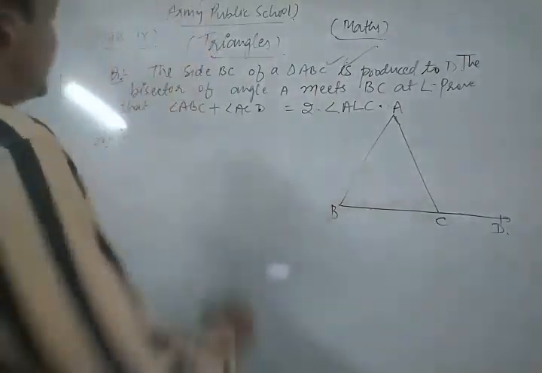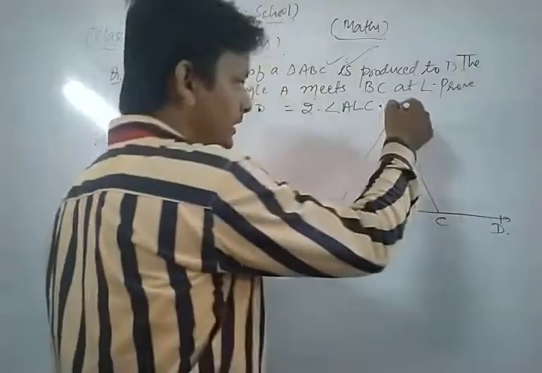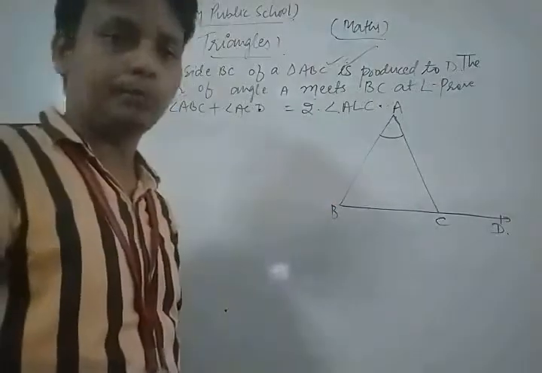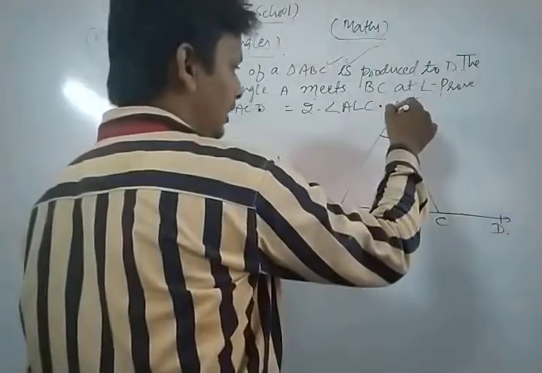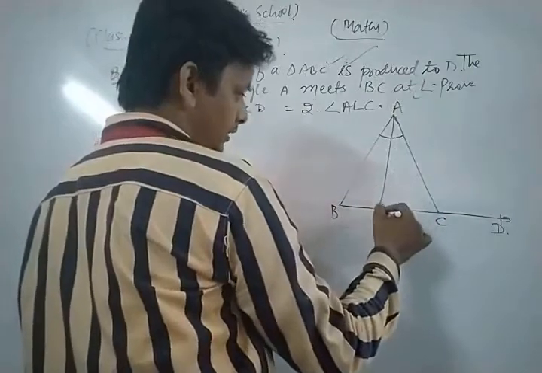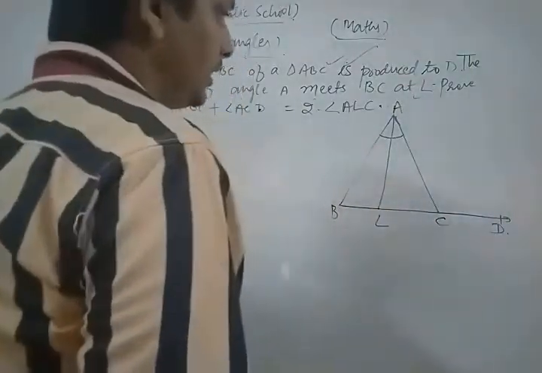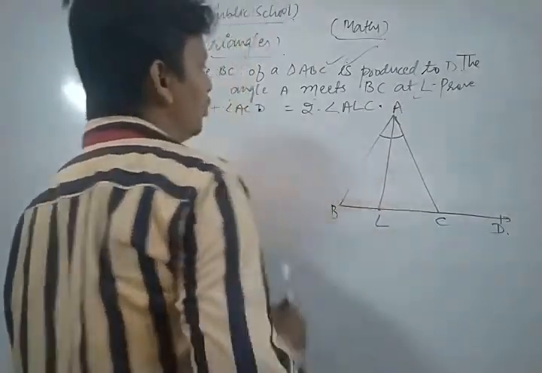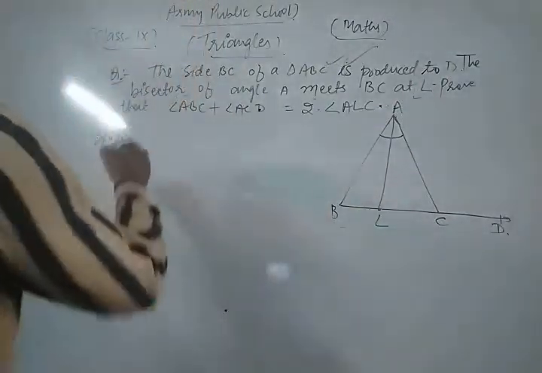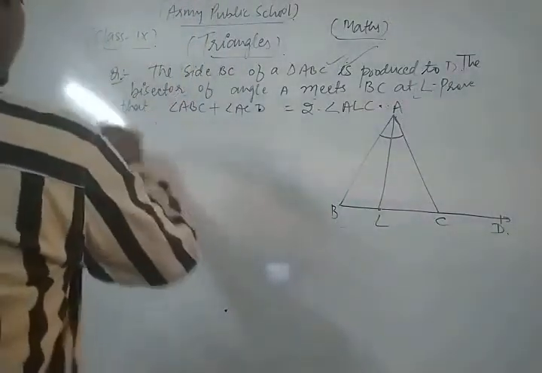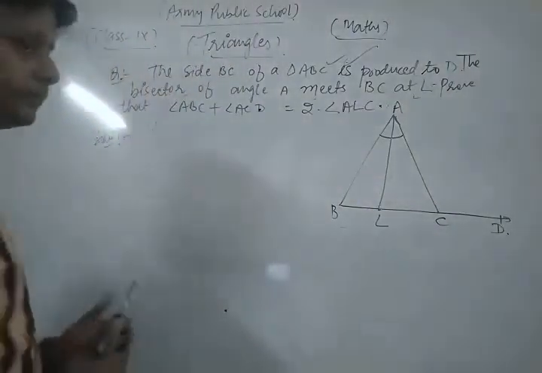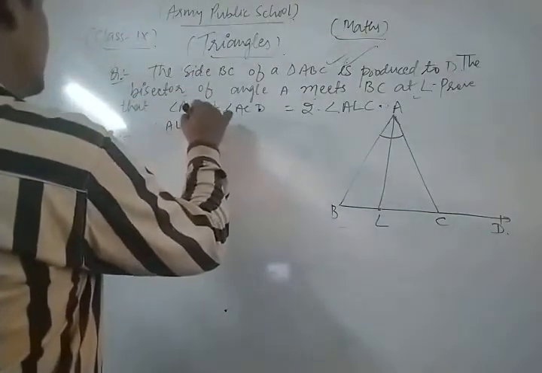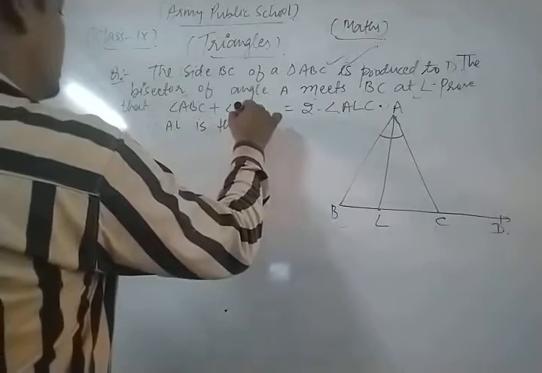Okay, and the bisector of angle A, this is angle A, and the bisector of that angle meets BC at L. Suppose that this is the bisector. AL is the bisector of angle A, which meets BC at point L. Now we have to show this. So look, first of all, let's see the solution. Since AL is the bisector of angle A.